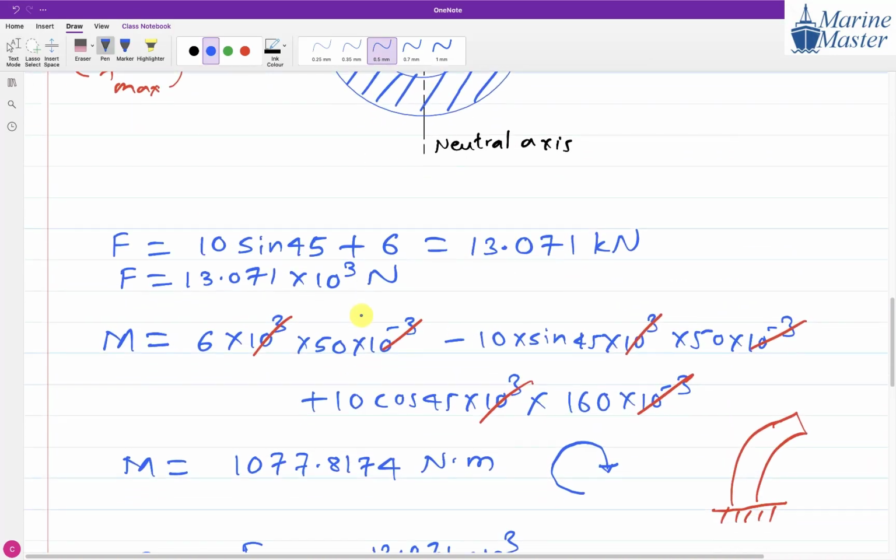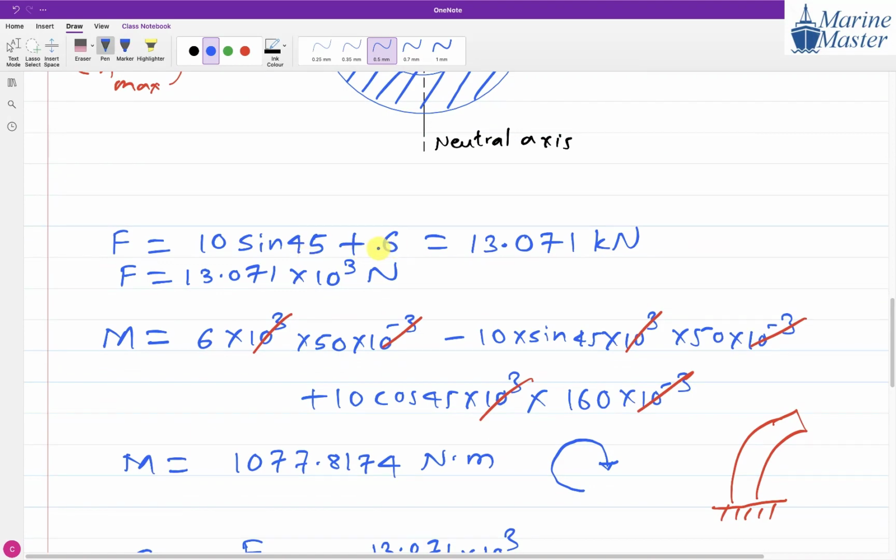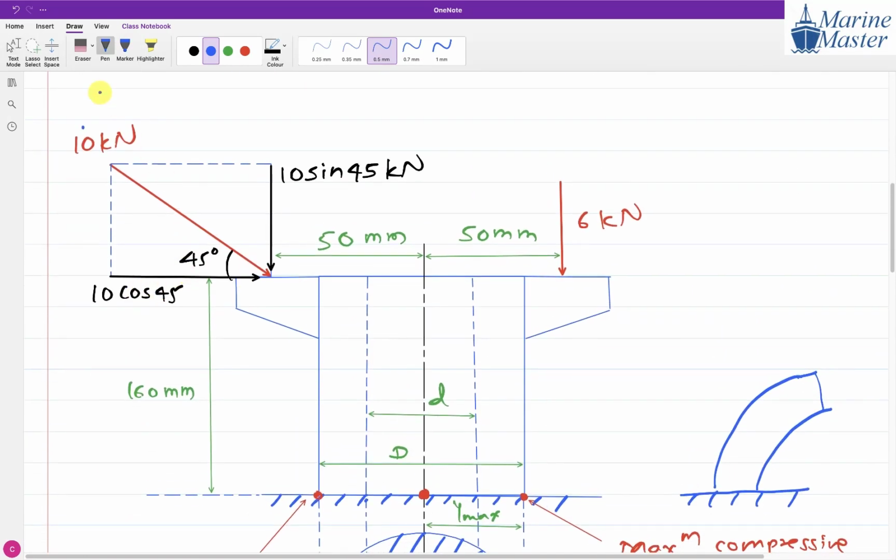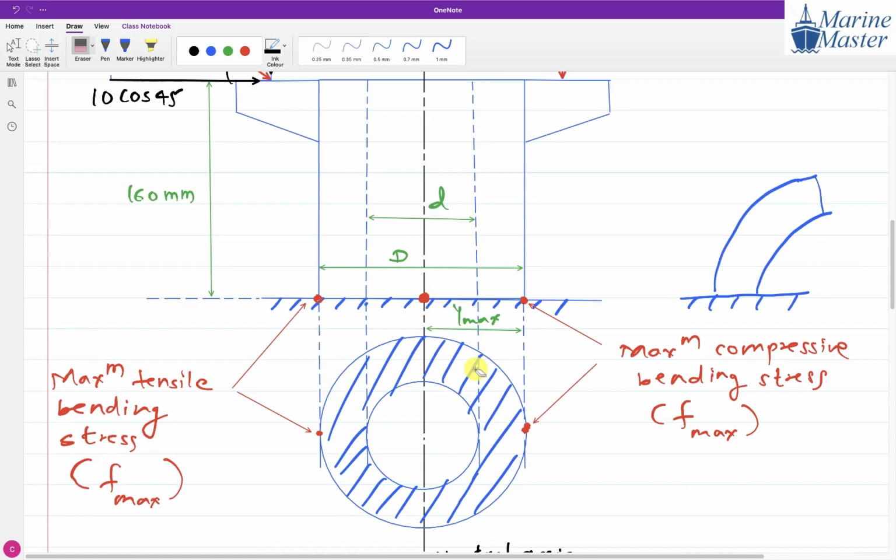So here, why do we consider only these two forces? Why not this force, guys? Because this 10 cos 45 is not creating a compression of the column or extension. It is only creating bending. But these two forces, along with bending, are creating compression, a change in length of the column. Everyone, try to see the scenario here.